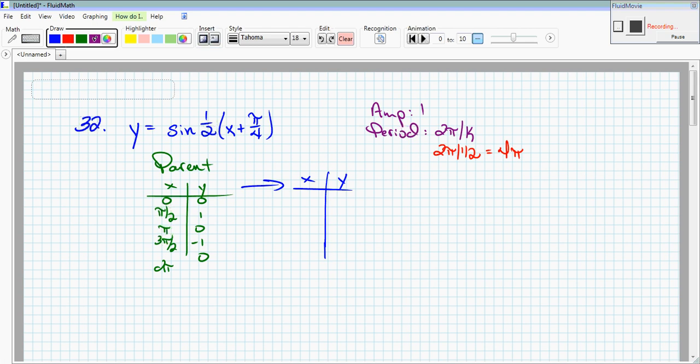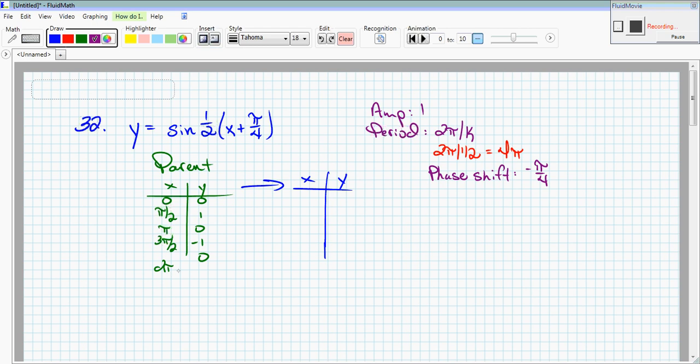The phase shift or horizontal shift, which we call B, is represented by pi over 4. It's actually x minus b, so this is actually a phase shift of a negative pi over 4 units. X moves opposite. So now that we've identified these and we want a graph, we take a look.